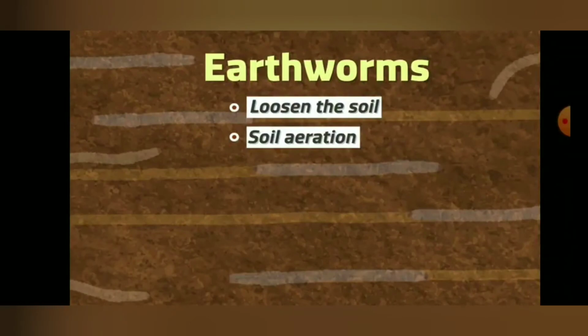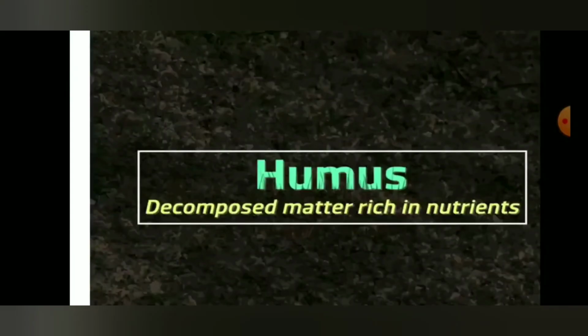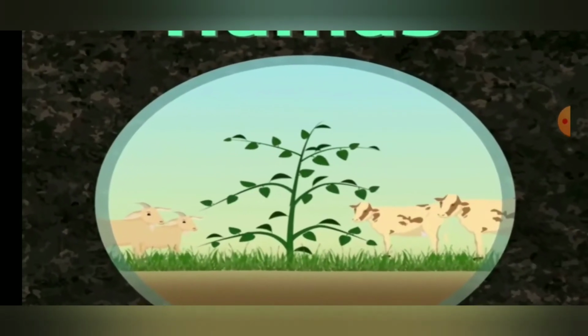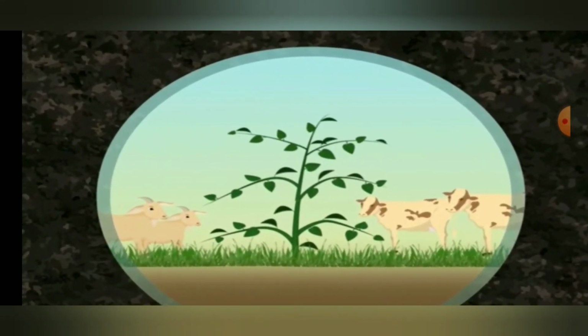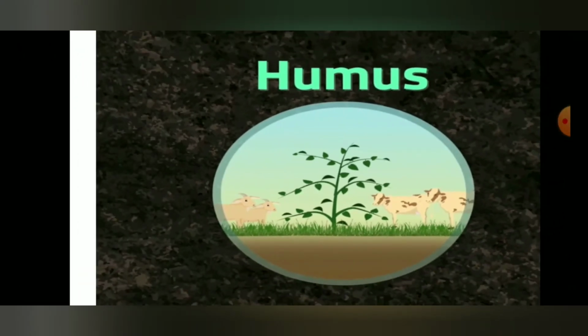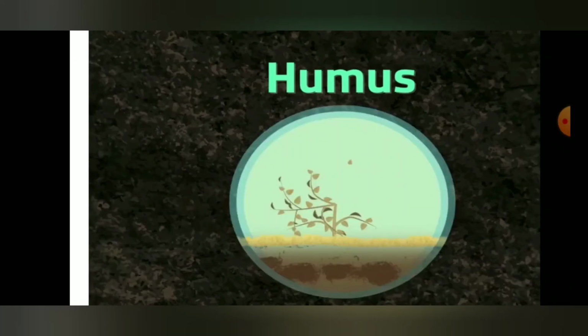Next, I already told you about the earthworms. Earthworms help in loosening the soil and soil aeration. Next, humus. Humus is nothing but organic fertilizer. How is organic fertilizer produced? It is decomposed matter rich in nutrients. Decomposed, in this diagram you can observe, the animals will eat the plants. After eating the plants, what happens? One day the plants will also die and animals also die.